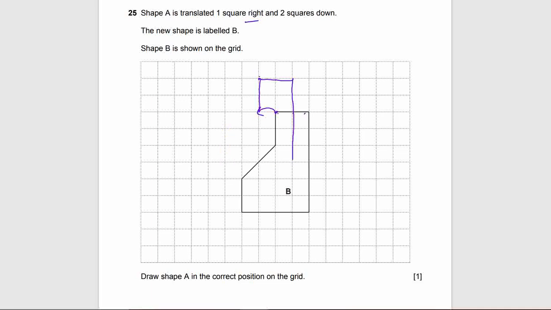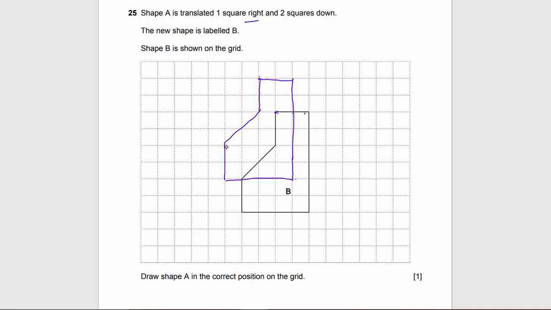This should be a bit higher. 1, so 1, 2, 3, 4, 5, 6, and then 1, 2, 3, 4 left, and 1, 2, 1, 2 up. So we make up here 1, 2, and here we'll go like this.